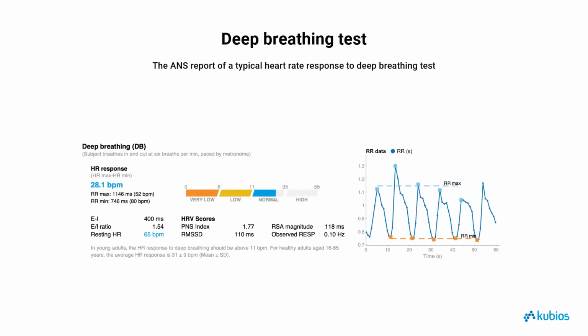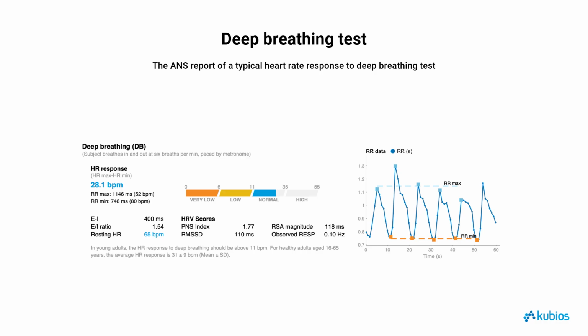To evaluate the heart rate response to deep breathing, we identify the longest RR interval at the end of expiration and the shortest RR interval at the end of inspiration. These intervals are then averaged across the respiratory cycles performed during the challenge. The heart rate response is quantified as the difference between the maximum and minimum heart rates, expressed in beats per minute, calculated from the averaged RR interval extrema points. Alternatively, the response can be reported as the difference or the ratio between the averaged RR interval extrema.